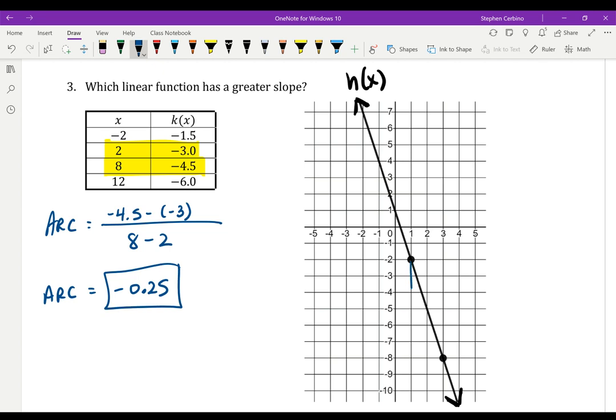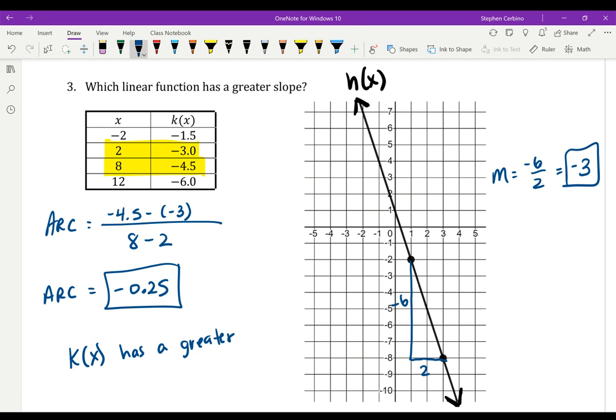For h of x, I have 2 points that I can just count boxes and say I'm going down 6 to the right 2. So my slope is negative 6 over 2, which is negative 3. So now I have to look at these two answers and say which one's a bigger number. Negative 0.25 is the larger number, so I can say k of x has a greater slope.